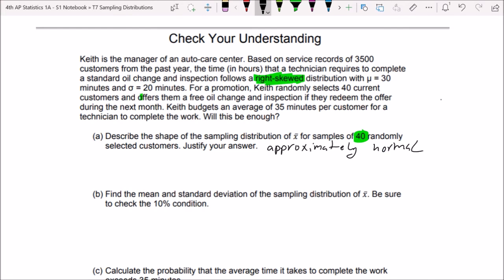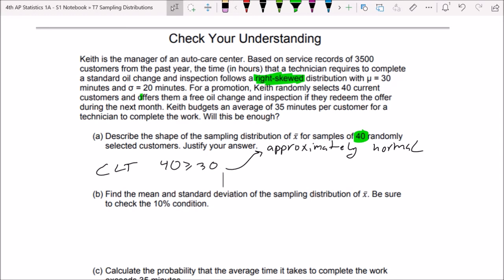And why? We need to justify it. The central limit theorem. Okay, and what we would show here is that 40 is greater than or equal to 30, and that's the reason why, due to the central limit theorem, the shape of the sampling distribution is approximately normal. There's nothing more to say than that. Pretty cool, huh? Let's go to part B.